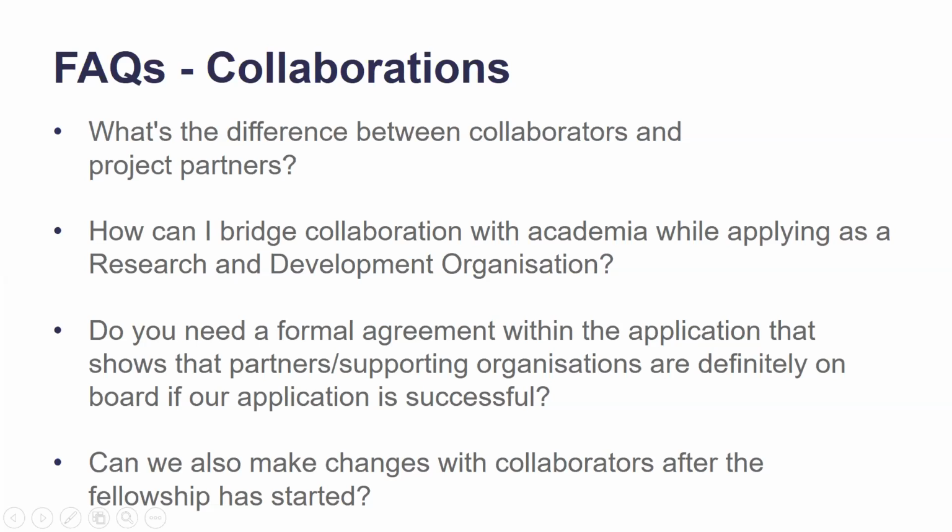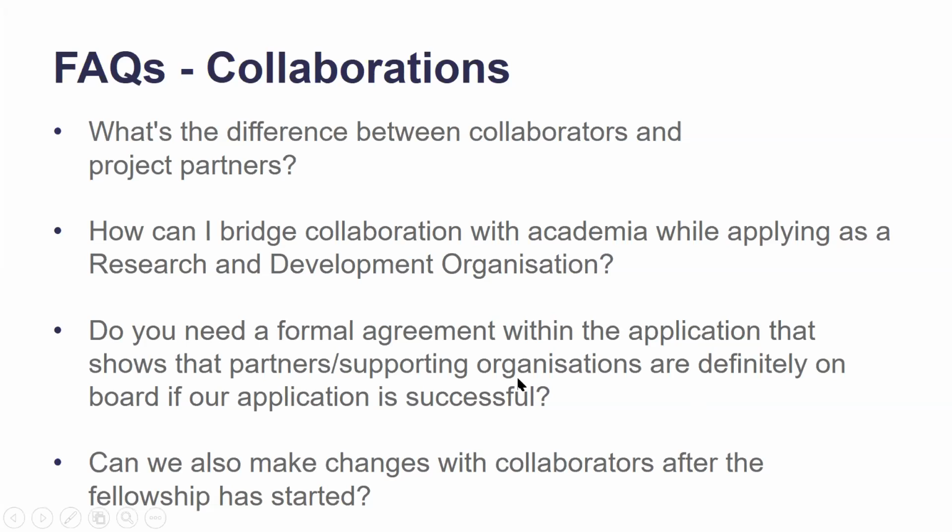The third one here: do you need a formal agreement within the application that shows partners or supporting organisations are definitely on board if the application is successful? At the point of application, we need those supporting statements that I talked about. So we will need a headed letter covering the topics that I mentioned and signed by someone at that partner or supporting organisation. But we don't need any kind of formal collaboration agreement at the point of application. If you're successful, then we can support you in working that up and making sure that all the right documentation is there. So to apply, just those supporting statements is what we need.